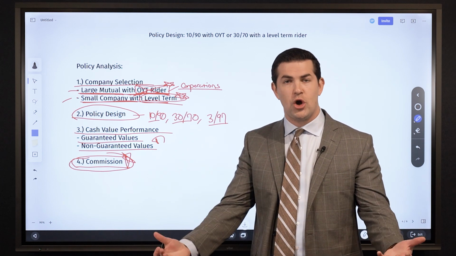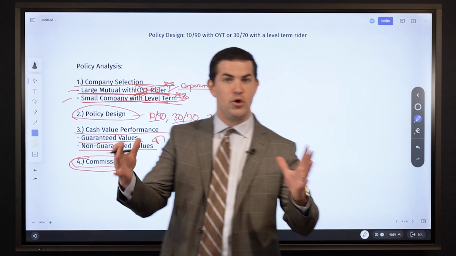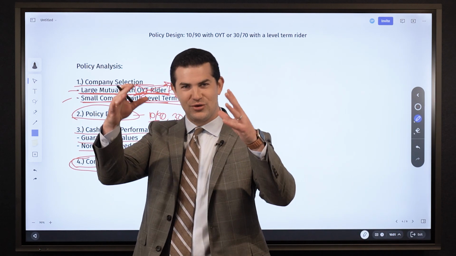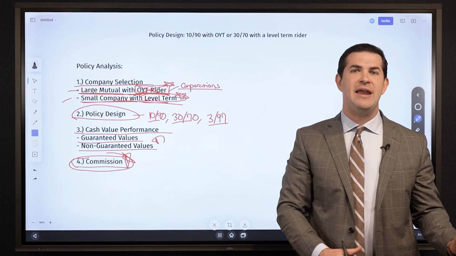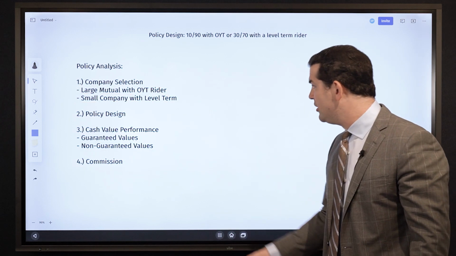So if you're being shown comparisons with different products and companies, you'll see exactly what the guaranteed and non-guaranteed illustration looks like. But then also you'll see what the agent is receiving in compensation. So let's get on into it, shall we?